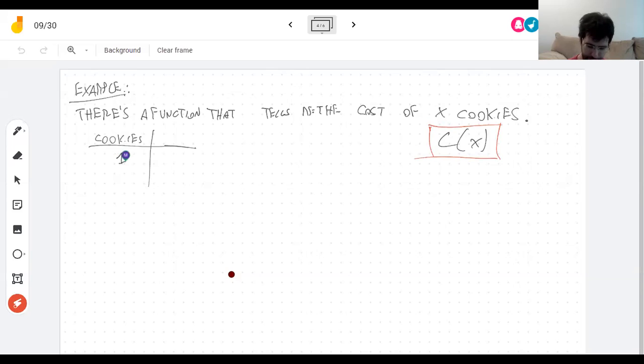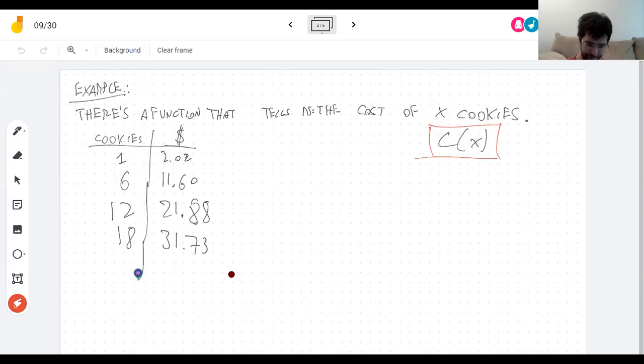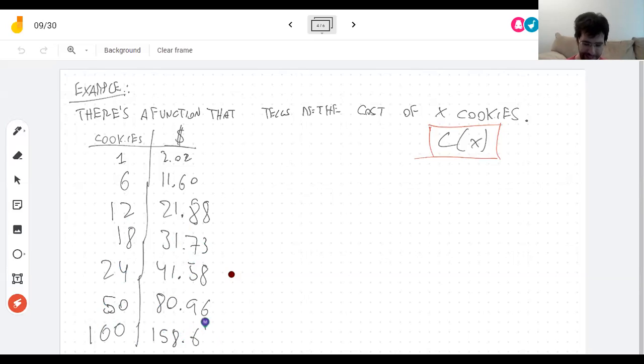So if you buy one, it's $2.02, which is pretty expensive. If you buy a six pack, then it's $11. So you're not paying $2 per cookie, you're paying less. If you buy 12, Sugar Rush. I feel like I've seen this in Parks and Rec. If you buy 18, somehow the cookies are getting cheaper. What I like about this menu is that you have to buy like hundreds before you can tell that they're actually getting cheaper. Like you buy 100 cookies and you're saving $40. So something like this. Presumably they don't have any other deals.